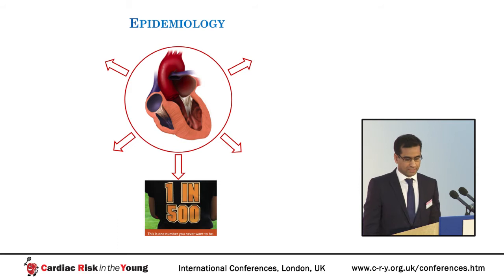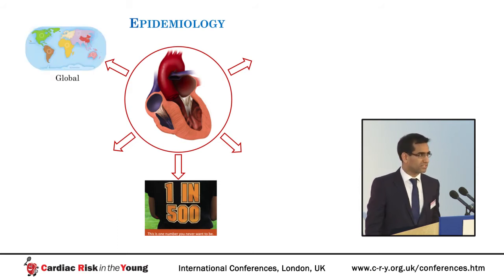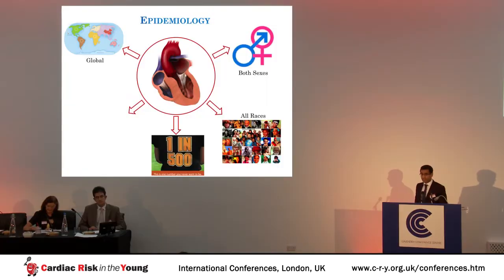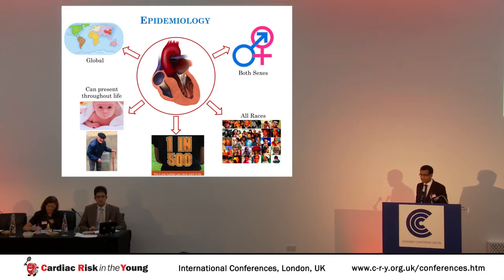HCM is truly a global disease with cases described in over 50 countries and across all continents, and it affects both sexes equally. It also affects all races with similar mutations, and it's unique in the cardiac conditions in that it can present anywhere throughout life, all the way from infancy to over the age of 90.